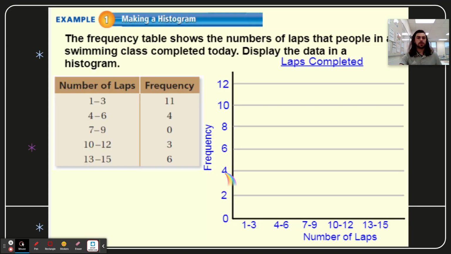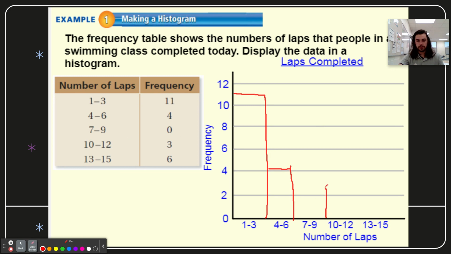All right. So first thing we're going to do is make a histogram. So all I'm going to do is say we're going to take the number of laps and draw it straight up to 11 and move it over. Now, everything in here, it's just like a bar graph, but all of our bars are going to be touching. So we have 4 to 6, we go to 4. 7 to 9, we have 0, so I'm going to leave a space. Then we have 10 to 12, which is 3, which is halfway there.